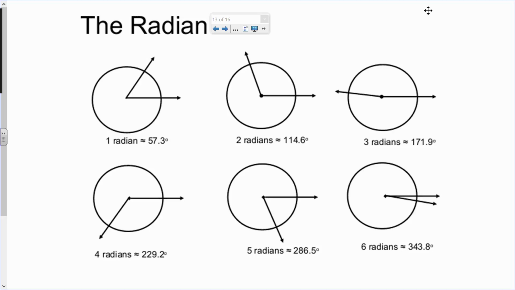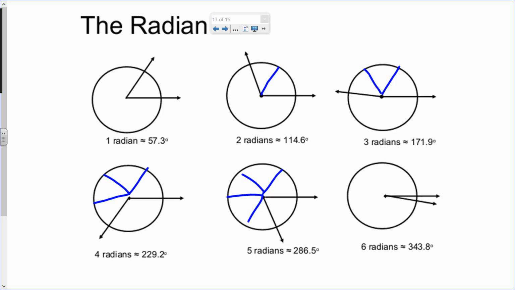Look at 3 radians. You can imagine 3 of them fitting in here. See, that's 1 radian, that little section. Here's 2 radians. Here, 1, 2, 3, 4 radians. 5 radians. And then 6 radians is almost a full circle. It's always 6.2 something radians is 1 complete circle.